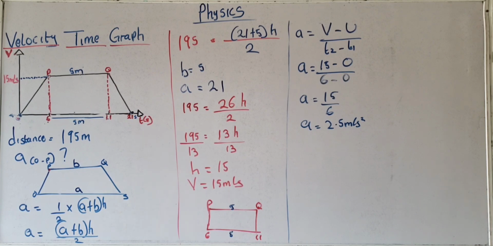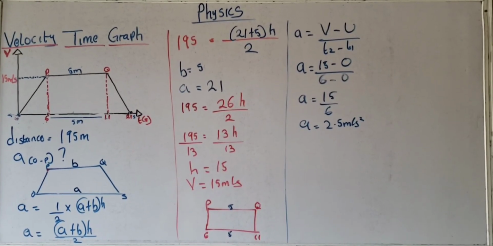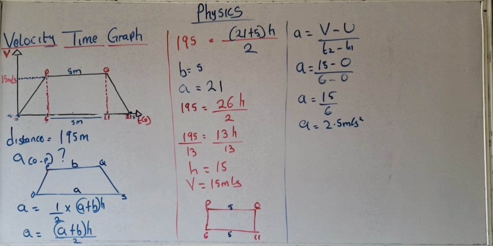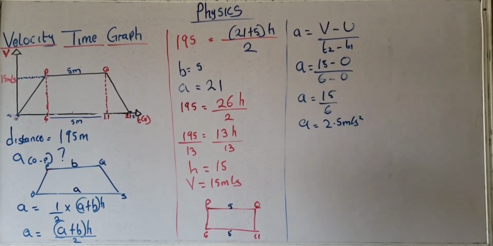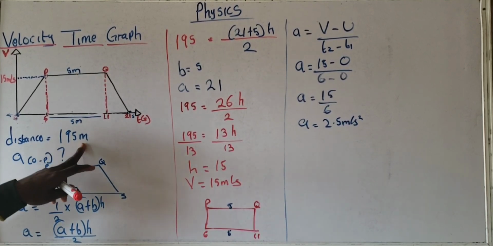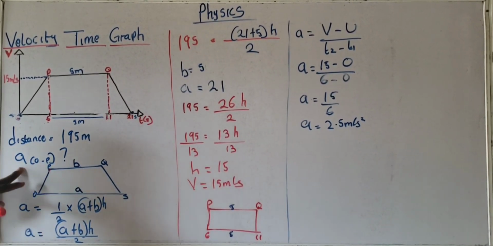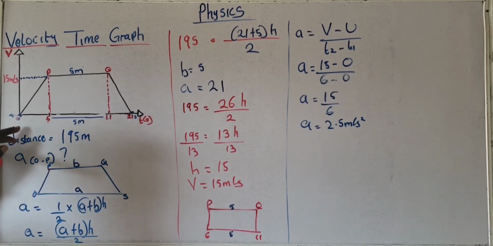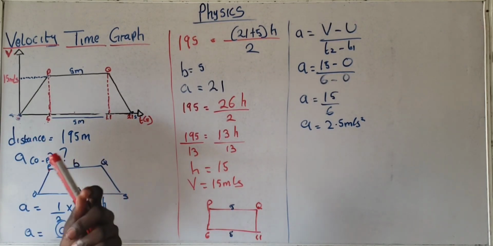Okay? See, in solving velocity-time graph questions, you have to pay attention to the details of the question. I start by writing out the parameters that are given in the question. The distance is 195 meters. The acceleration that we have to calculate is the acceleration from this point to this point. But I cannot know the acceleration without knowing the velocity at that point. Because when an object accelerates, it attains a velocity.